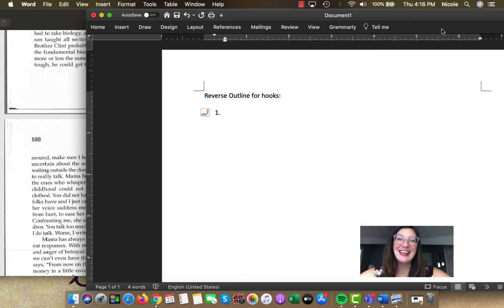Hi everybody! This is a quick mini lesson to introduce you to the concept of a reverse outline, which is something that I'm going to ask you to do a couple of times while we are working on our analysis papers. So probably everybody's familiar with the concept of an outline, right?